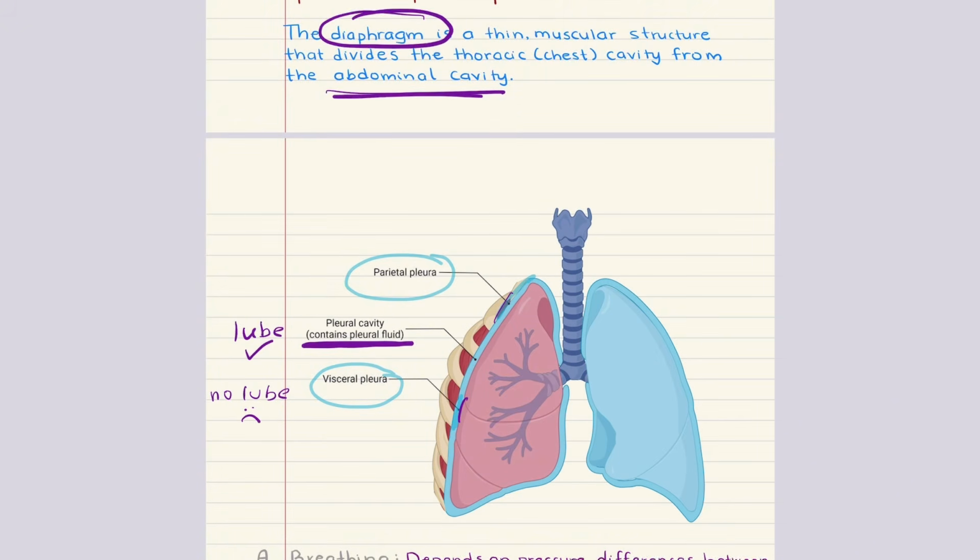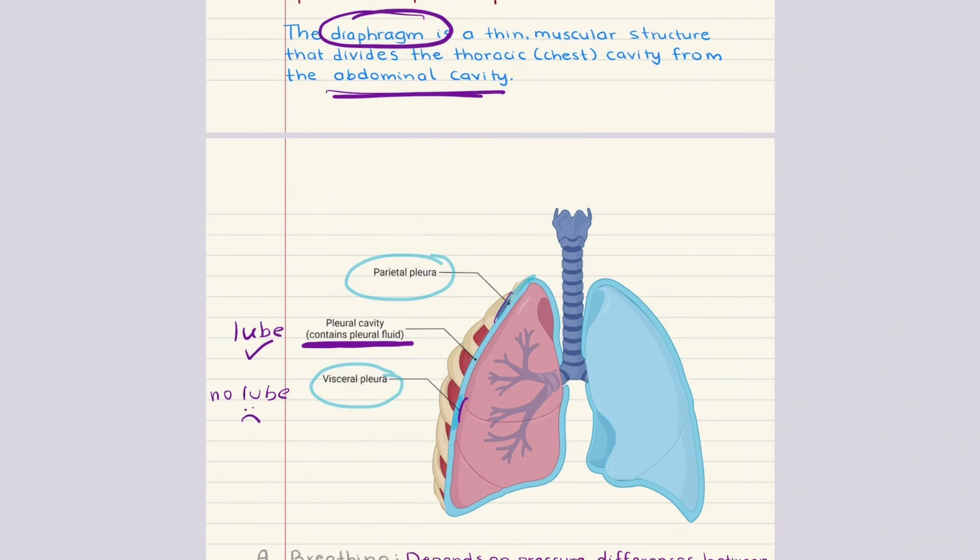Now, when it contracts, the diaphragm flattens out and moves downward. That increases the volume of the chest cavity, and it helps to pull air into the lungs. So together, the diaphragm and the pleural membranes are central players in the mechanics of breathing.